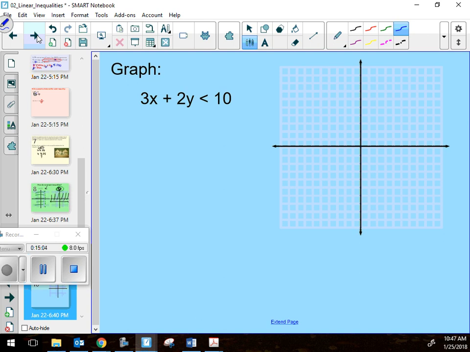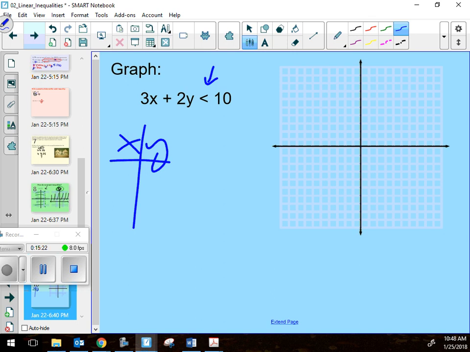Can it be done without solving for y? Yes, but it's just slow and it takes an xy chart and all kinds of stuff. Then you have to do that test with a point thing because you can't just say it's less than, shade underneath it. Not true. Not unless it's solved for y. So always solve it for y.